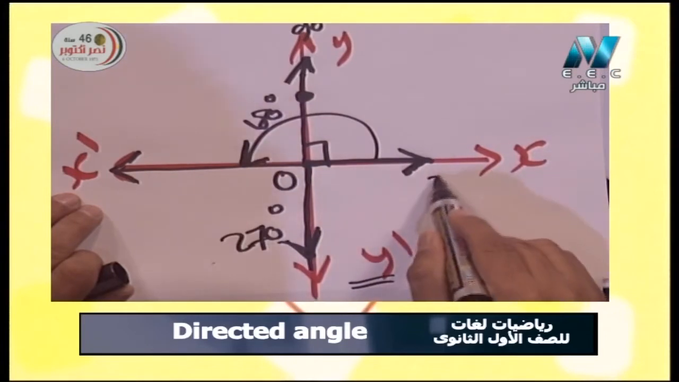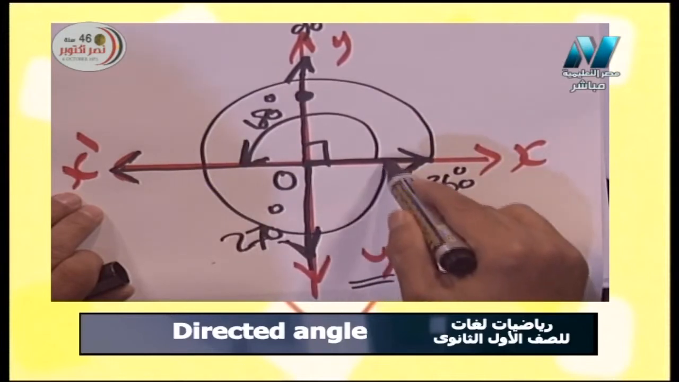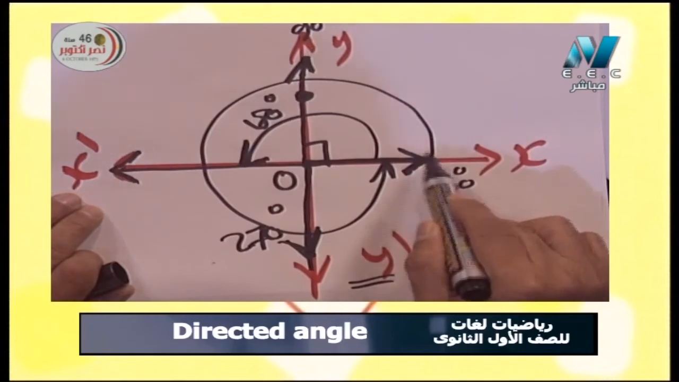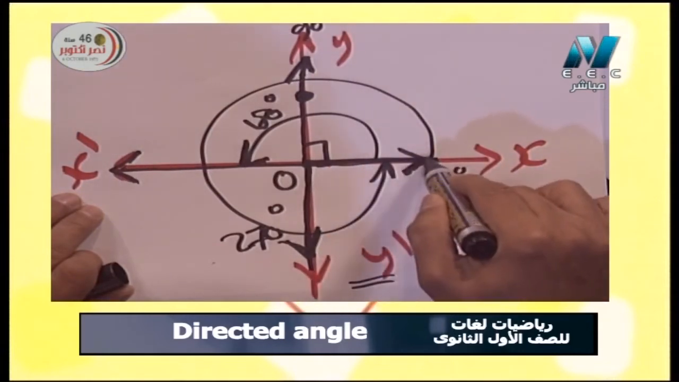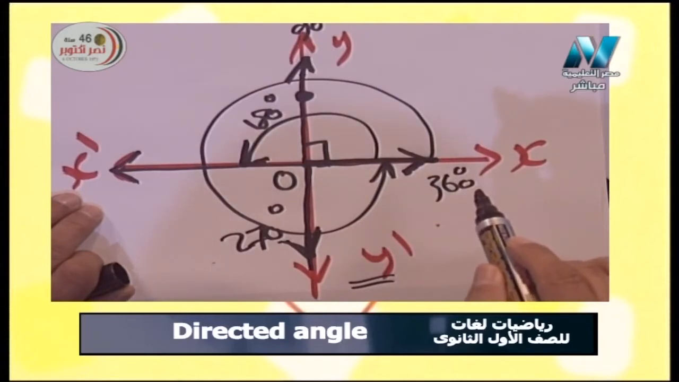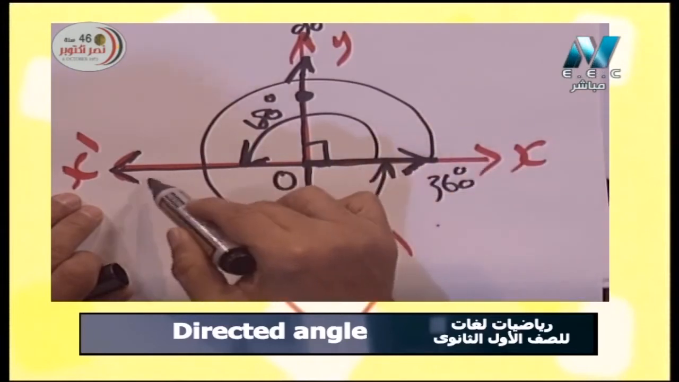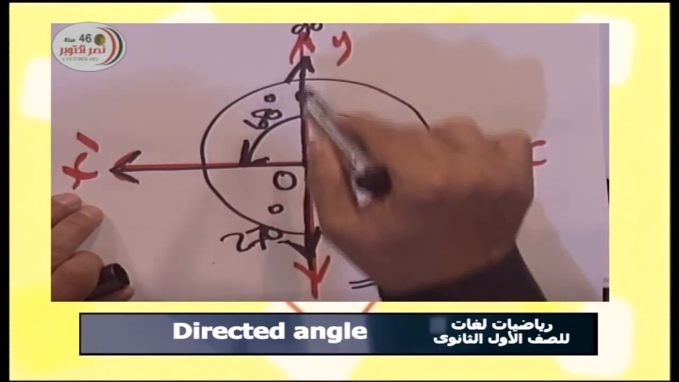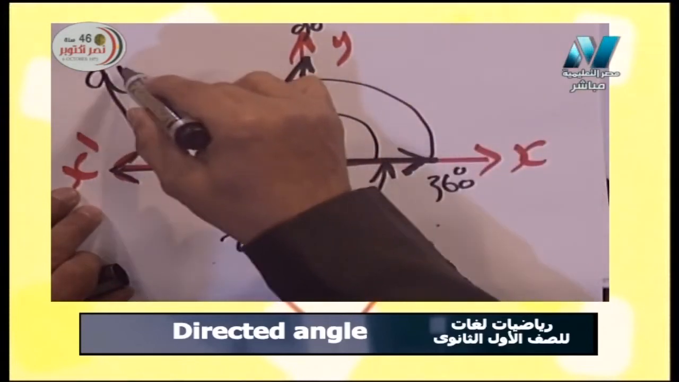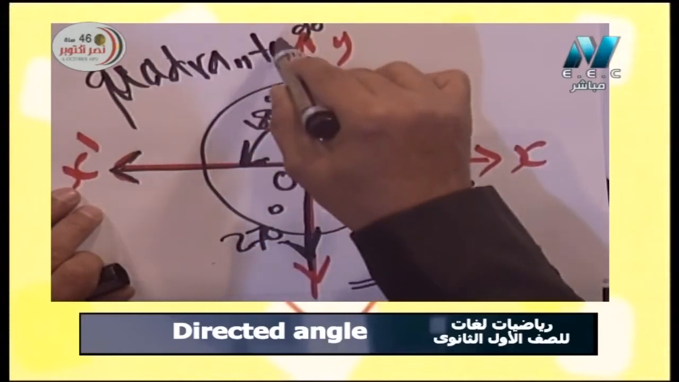And if we have 360 degrees, which is a complete round anticlockwise, this angle also is a quadrantal angle because its terminal side lies on the x-axis. So any angle whose terminal side lies on the x-axis or y-axis, we call a quadrantal angle.